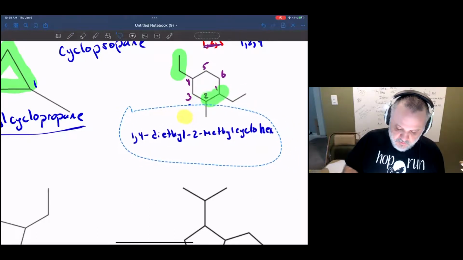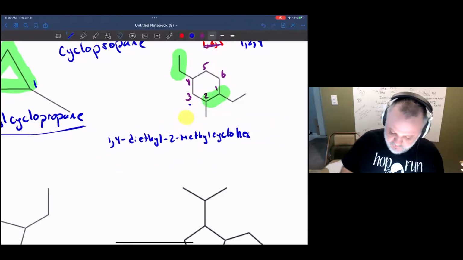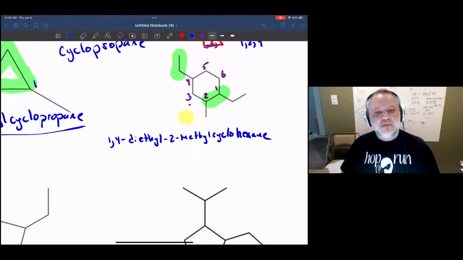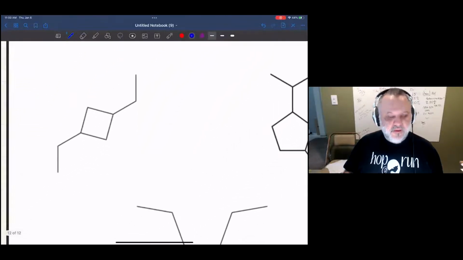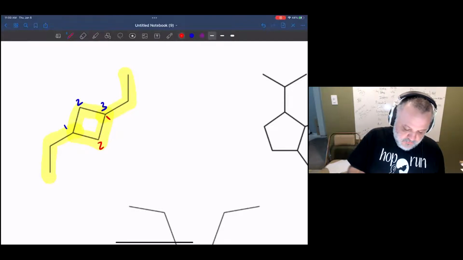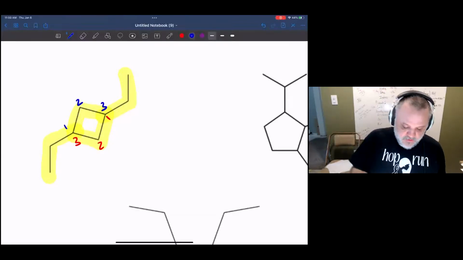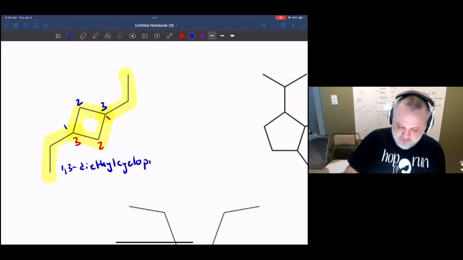Make a little room. There we go. All right, let's move on to this next one. This one's straightforward. It's a 4-membered ring, 1, 2, 3, 4. I've got an ethyl group here and an ethyl group here. It turns out they're the same group, so it doesn't matter which way I number it. 1, 2, 3, 1, 2, 3. I could number it counterclockwise or clockwise. I get 1, 3 diethyl. So it's 1, 3 diethyl cyclo, and 4-membered ring would be butane.